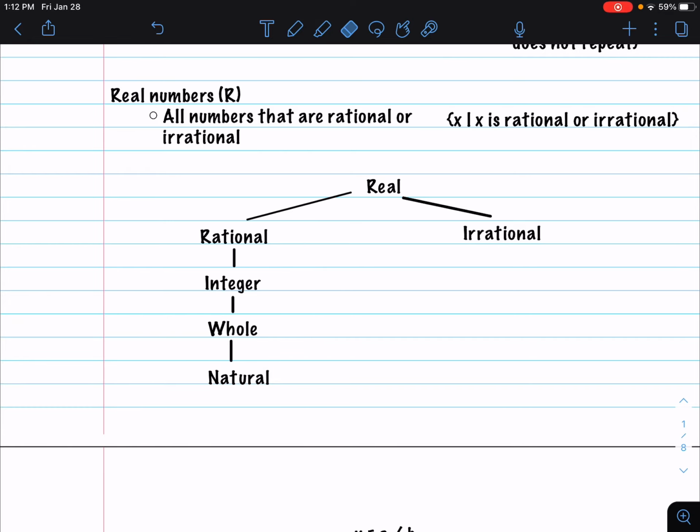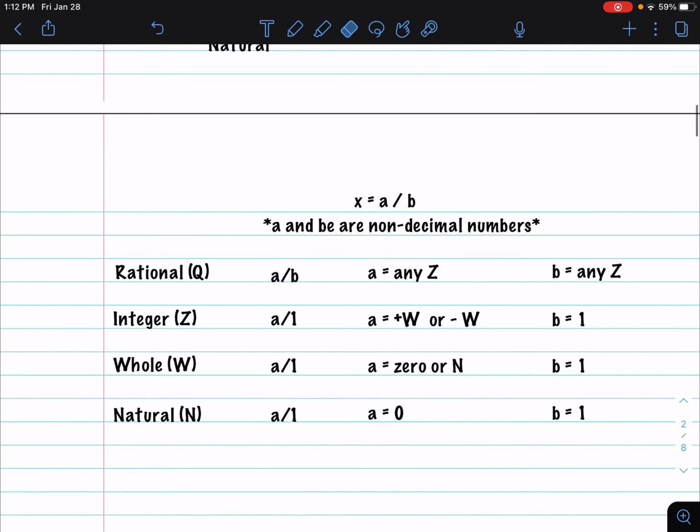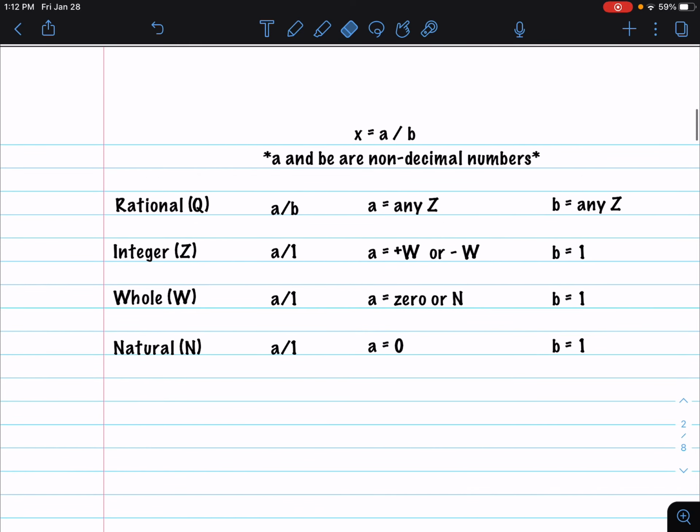So that's how we use that chart. The next chart that I drew up that I was hoping would be helpful is this one here. We used this formula to describe rational numbers: x equals a divided by b. And for all of our numbers, a and b are non-decimal numbers, because we built whole numbers, integers, and rational numbers off of the set of natural numbers. And natural numbers are non-decimal positive numbers.